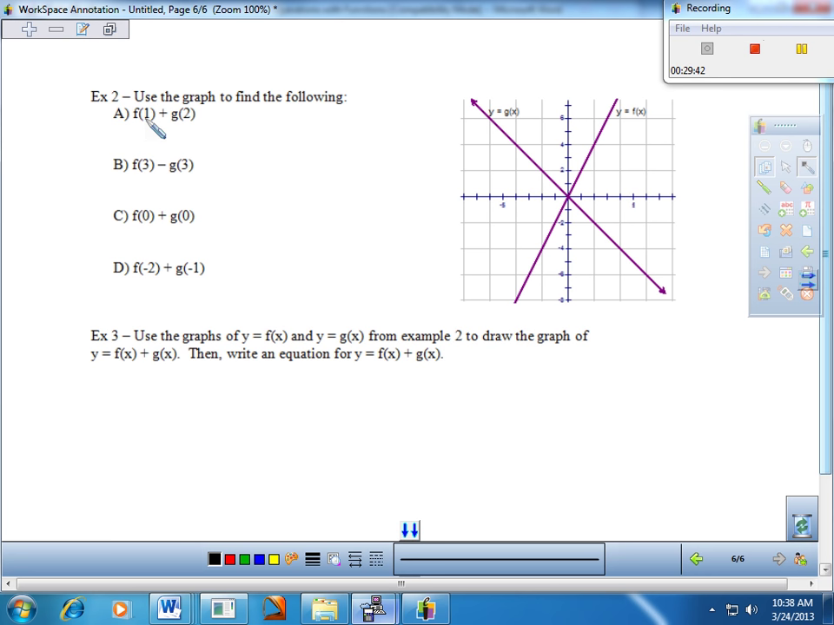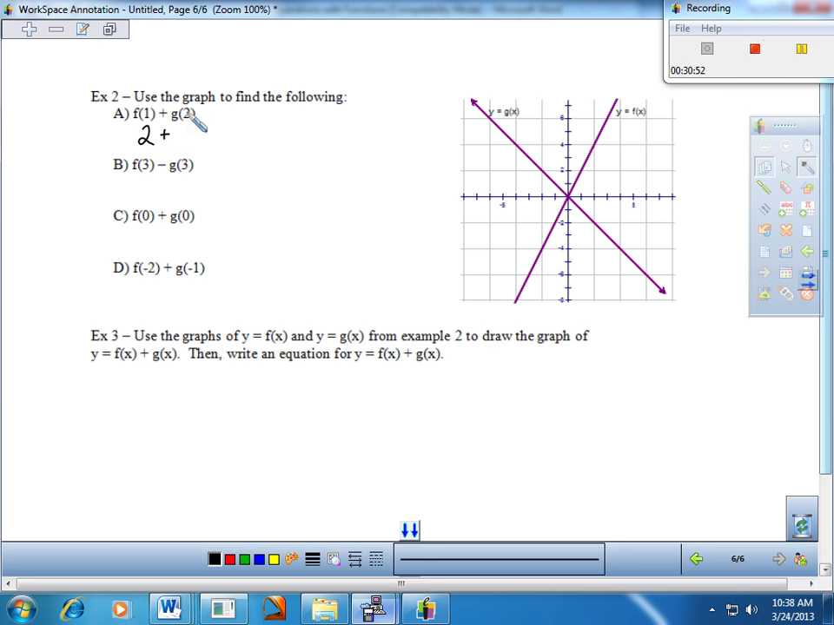So if the input is 1 on the f function, and by the way, here's the f function right here. If the input is 1, that means the x is 1. So here's where the x is 1. And let's go to the f function right there, the graph of it, I should say. And everyone, what is the output? F of 1 equals 2. And so there you have it. This is just 2. Plus, so now I have one output added to the other output.